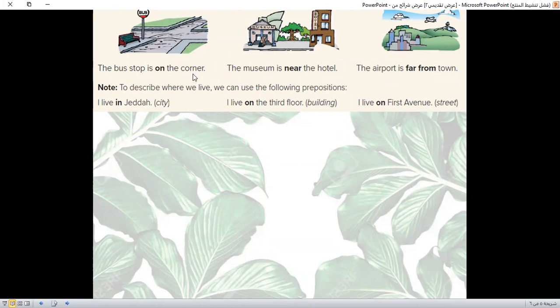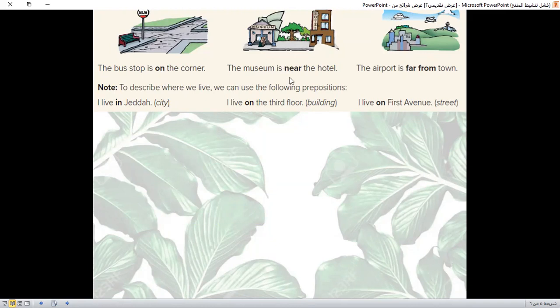Yes. So when I say the bus stop is on the corner, this is the bus stop and it's on the corner. On here means on or in. Okay. The next one.